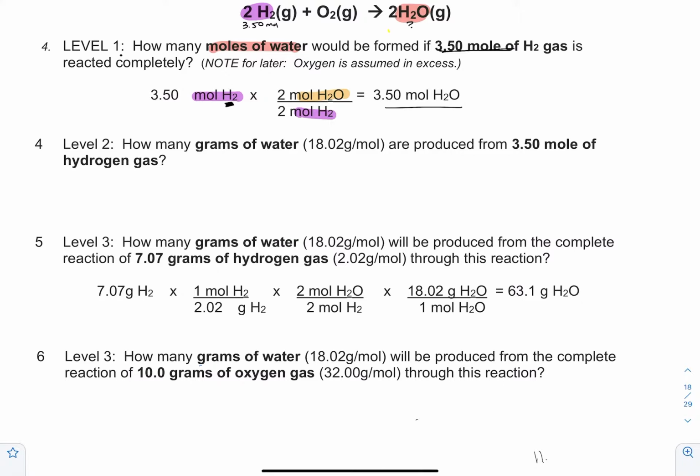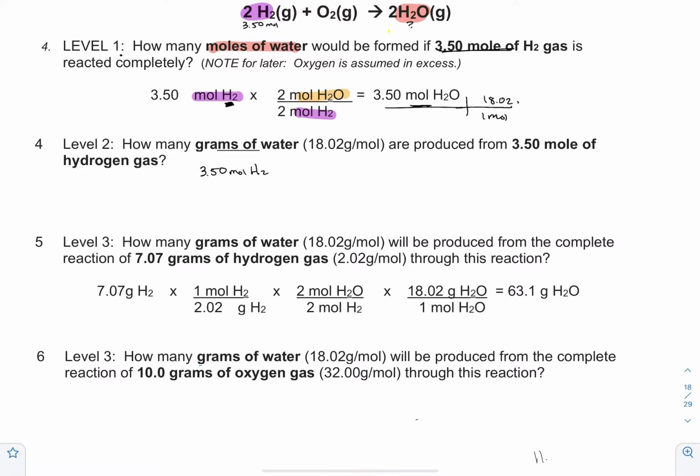Now, next question, how many grams of water are produced from 3.5 moles of hydrogen gas? So I'm going to pause for a second. You can pause the video and kind of think through, or maybe even write down what you think you would do. All right, so we would do 3.50 moles of hydrogen gas. And I'm trying to get to grams of water again. Oh, well, before it was moles of water. I know that you could convert this to moles of water this way.